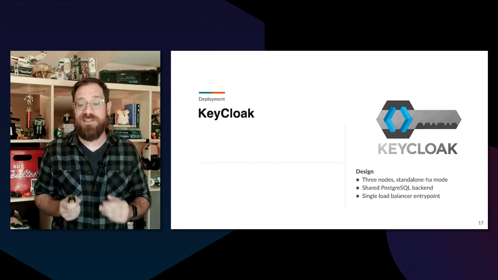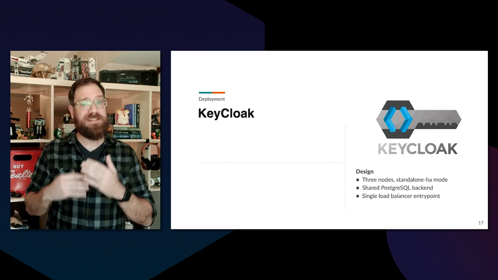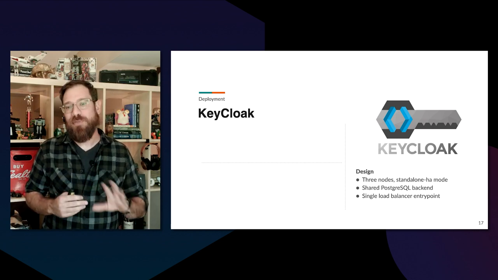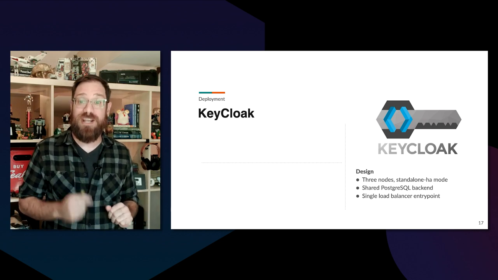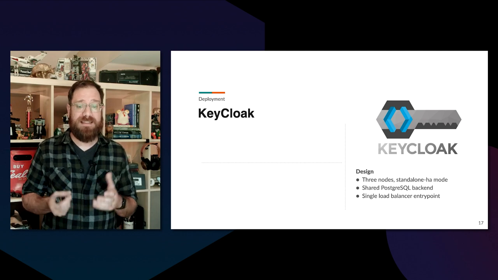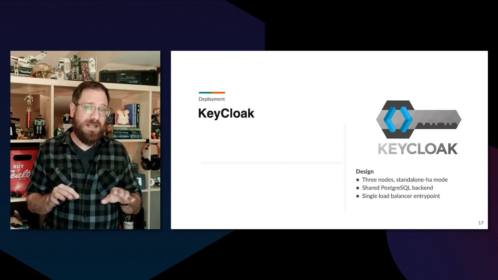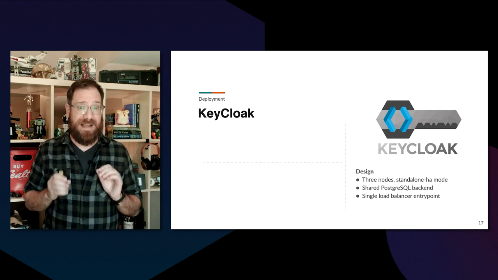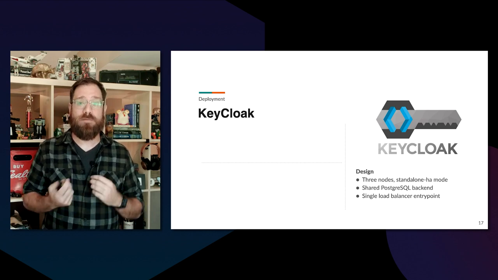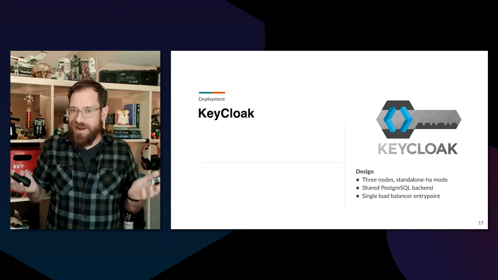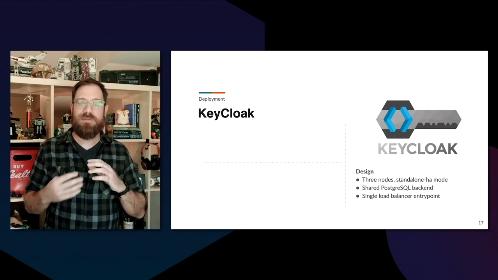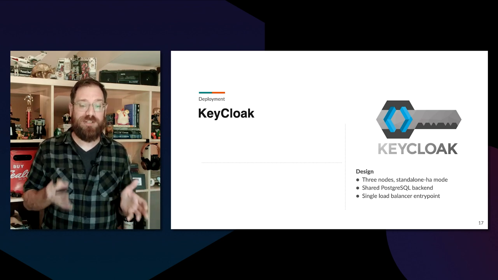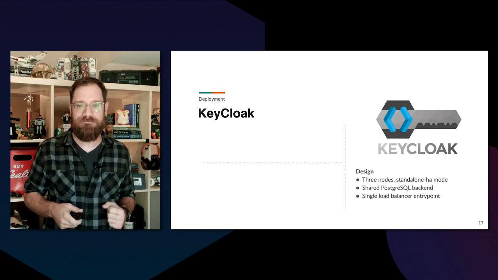Our last example here is Keycloak. So this design, going back to something a little more simplified, we're going to do 3 nodes in standalone HA mode. Now, Keycloak themselves say that although this is a simplified architecture, it can be more difficult to manage. All 3 nodes have to have identical configuration in order for the system to work. But this is where Ansible comes in. Ansible, as a configuration management tool, can ensure that all 3 nodes are in lockstep.